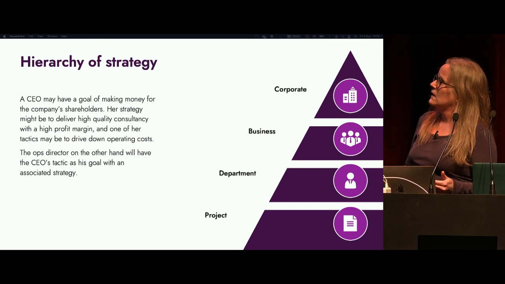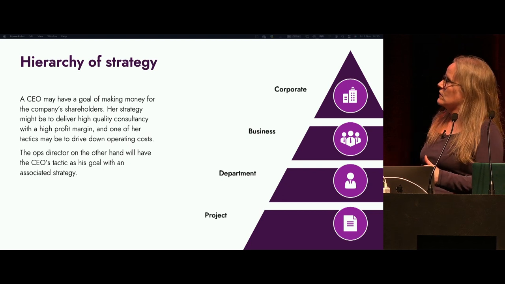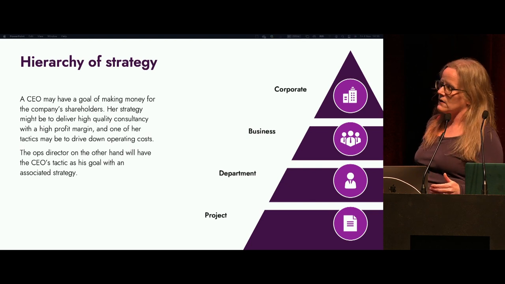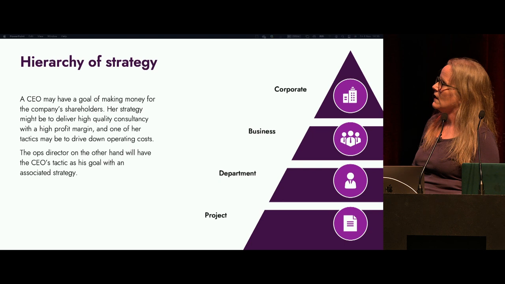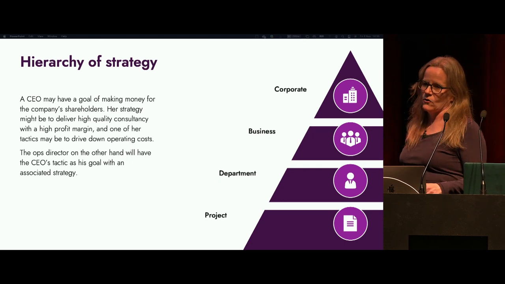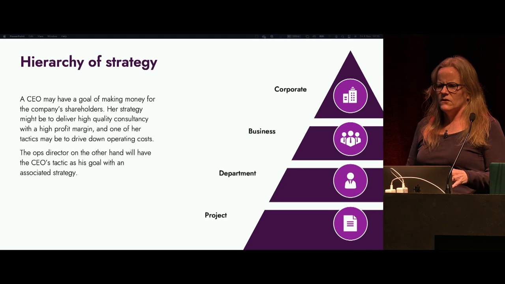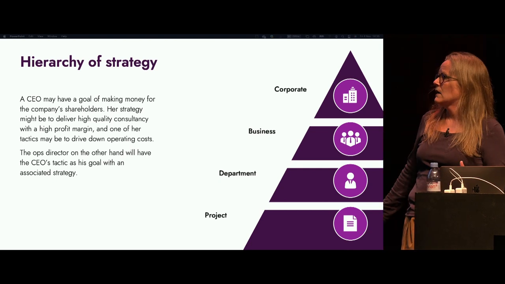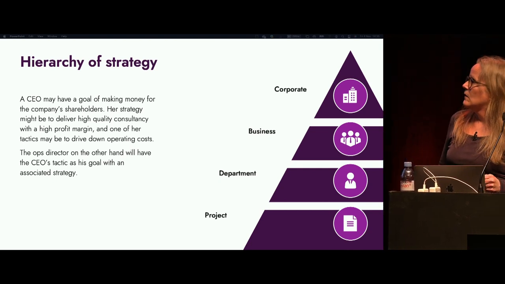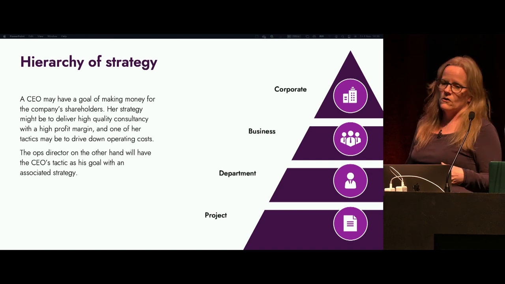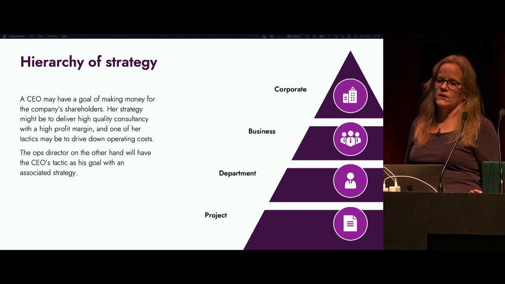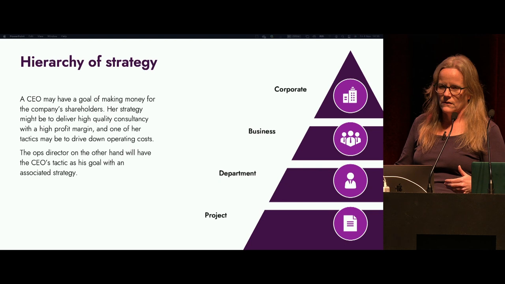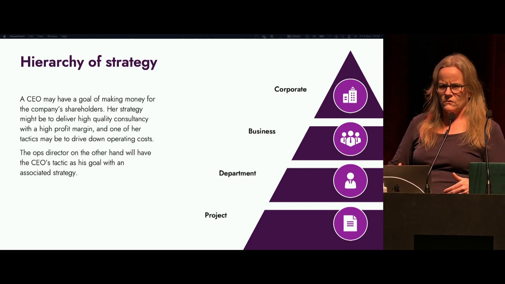So a CEO might have a goal of making lots of money for the shareholders. She might have a number of strategies. One of those is to deliver high-quality consultancy with a high profit margin. One of her tactics might be driving down operating costs. And that's it for that person. They go, right, we need to drive down operating costs. So I'm going to talk to my operations director. The operations director, that's no longer a tactic for that person. That becomes a strategy that they have to develop. So it's definitely worth remembering when you're talking about strategy and tactics that it depends on who you are and the point of view that you're coming from.